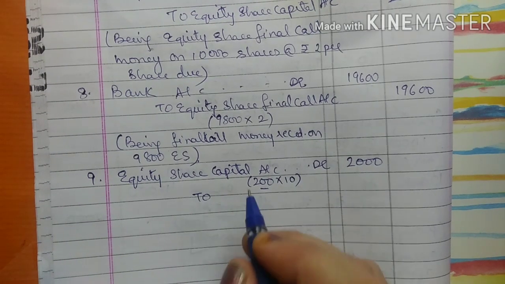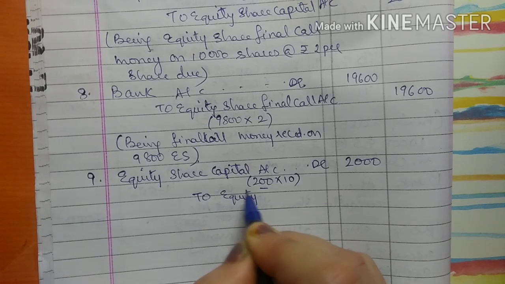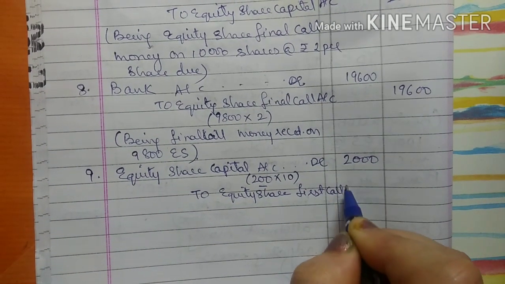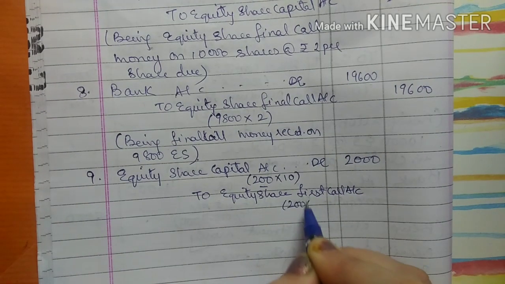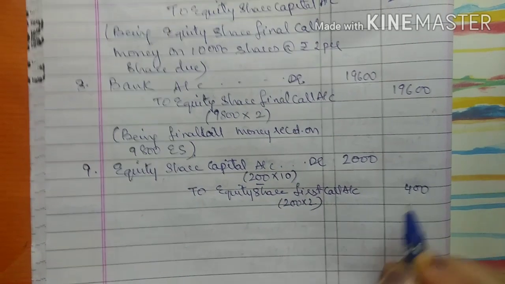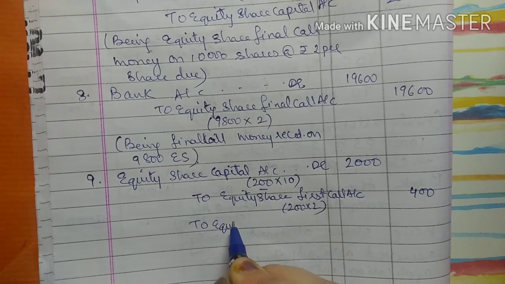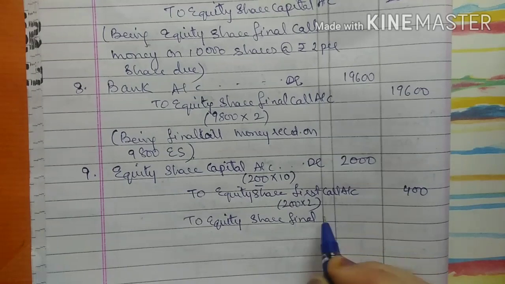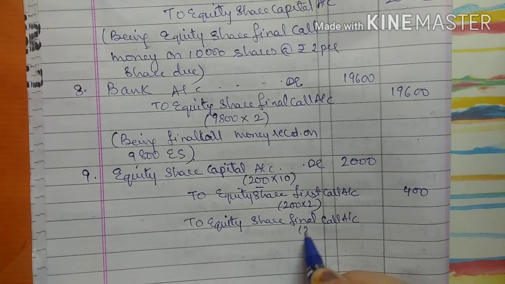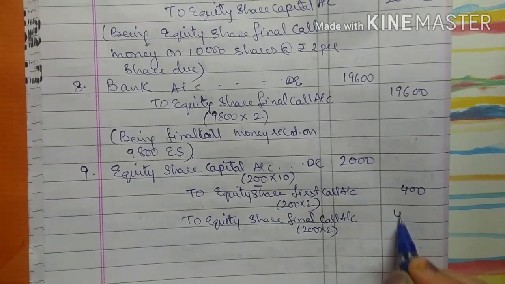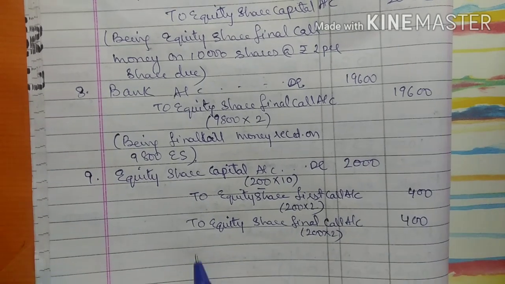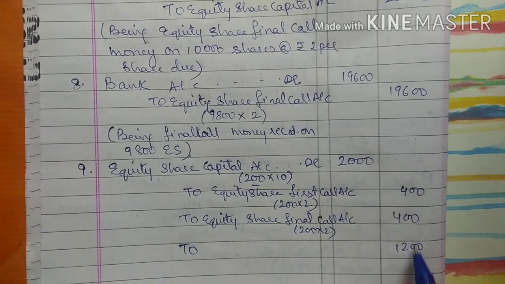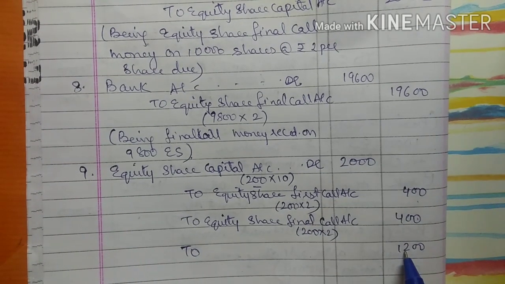अब इसमें से उसने इक्विटी शेयर फर्स्ट कॉल नहीं पे किया था. That is 200 into 2, 400. Then she has not paid final call, equity share final call account, again the same amount, 200 into 2, 400. So she has paid 1,200 rupees, right? See, 2,000 minus 800, that is what, 1,200.